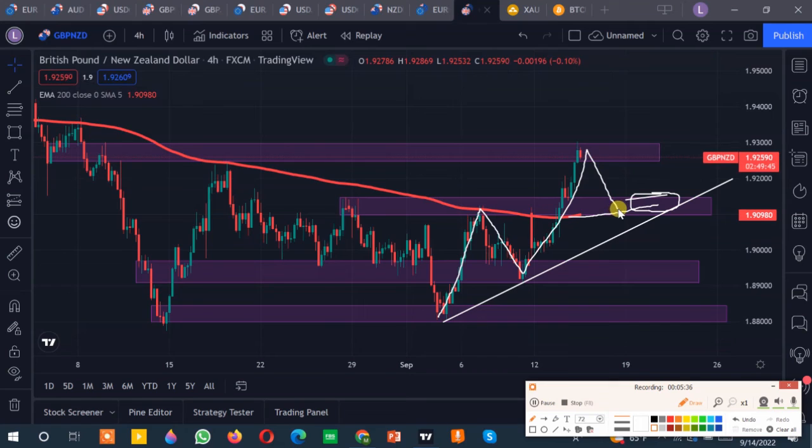It will be Elliott 4. So it's a good point, a good confluence for buy. So we are waiting for this great opportunity that will come, already coming in future. It's a great opportunity for buy from here.